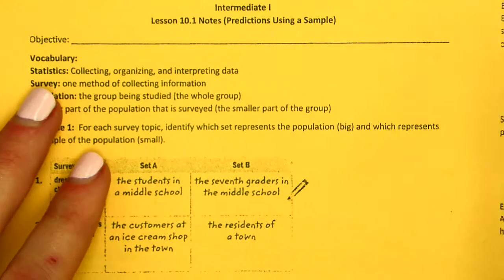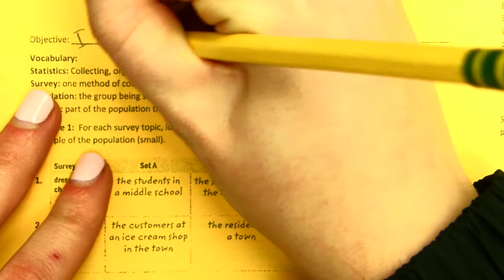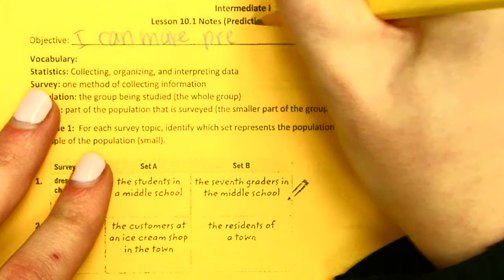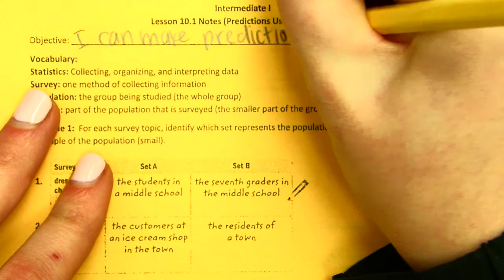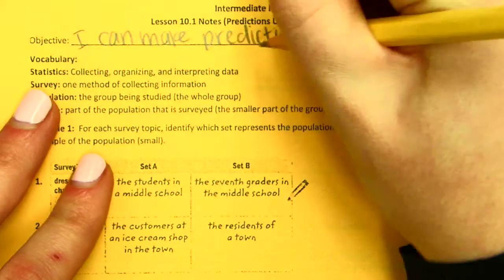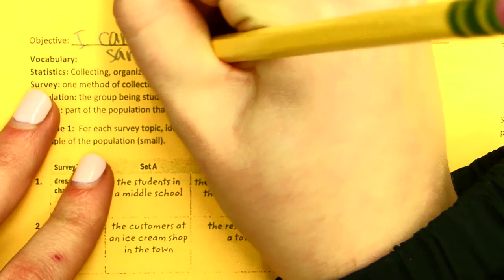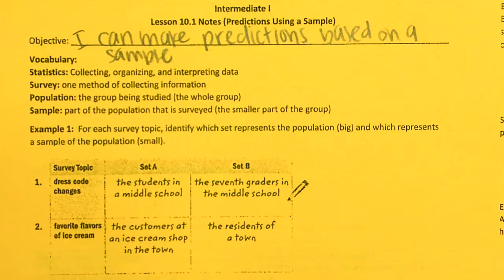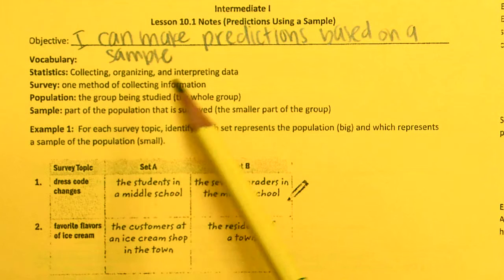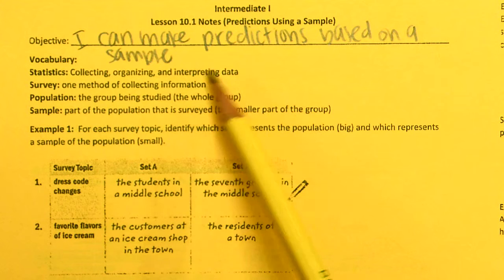Objective: I can make predictions based on a sample. And then there's a few vocab words we need to go over at the beginning. Statistics is collecting, organizing, and interpreting data. So this is our statistics unit.